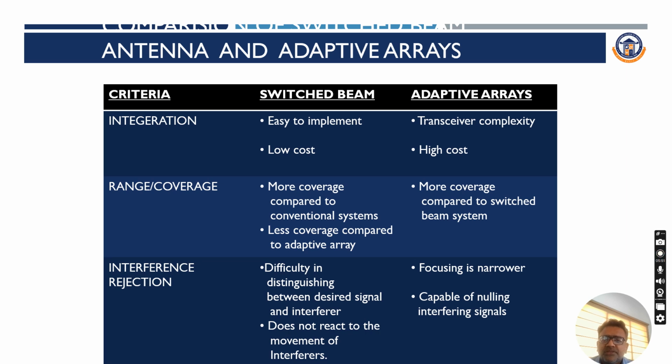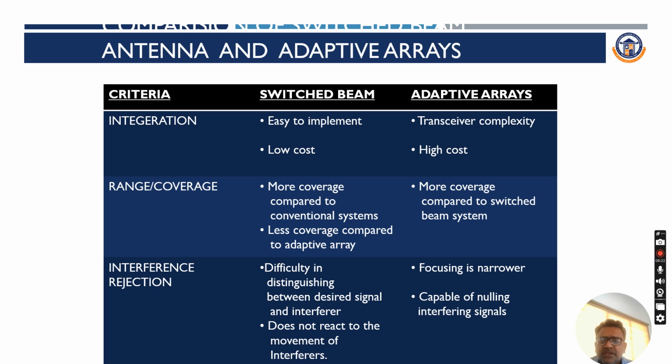The difference between the switched beam and adaptive array. Under the criterion of integration, switched beam is easy to implement and low cost. In adaptive array, the transceiver is highly complex and high cost. For range and coverage, switched beam gives more coverage compared to conventional systems, but less coverage compared to adaptive arrays. In adaptive arrays, there is more coverage compared to switched beam systems.